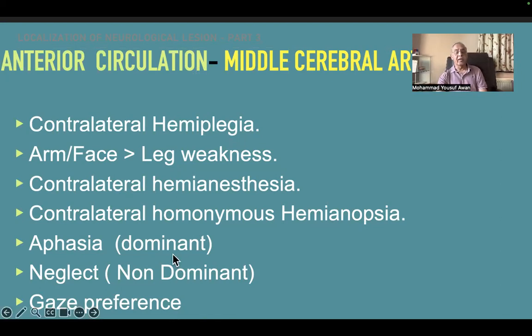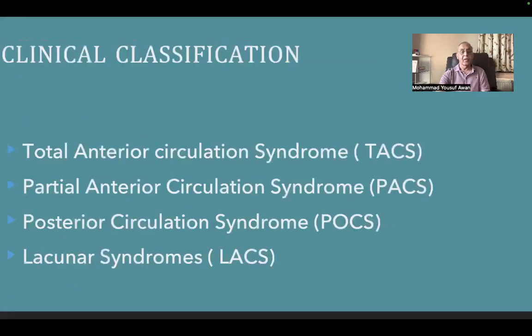affected. And if the dominant lobe is involved, that is the speech area, which is mostly in the left hemisphere in right-handed people, and the right hemisphere in left-handed people in most cases. That will cause aphasia, a defect in speech, motor aphasia, or sensory, receptive aphasia. And if the non-dominant hemisphere is involved, the patient will neglect that part of the body, and there will be gaze preference toward the side of the lesion.